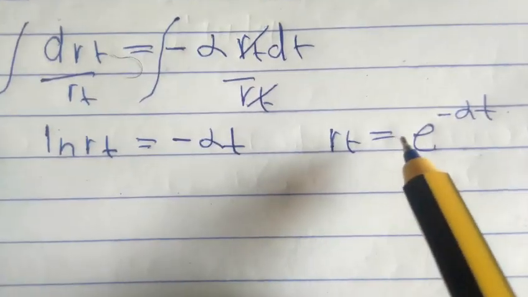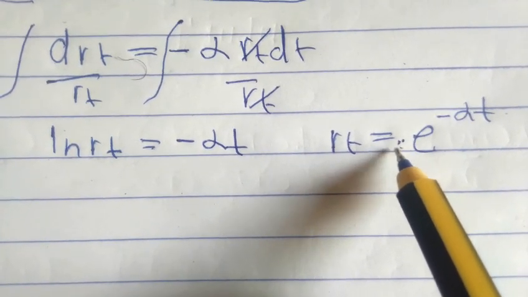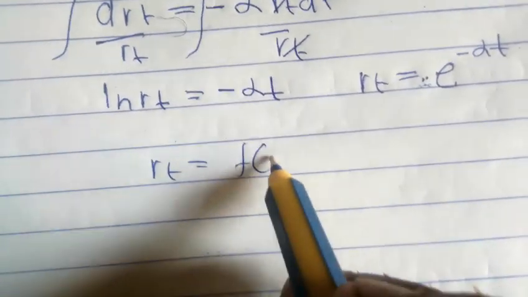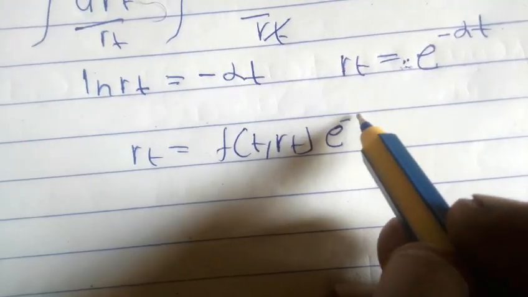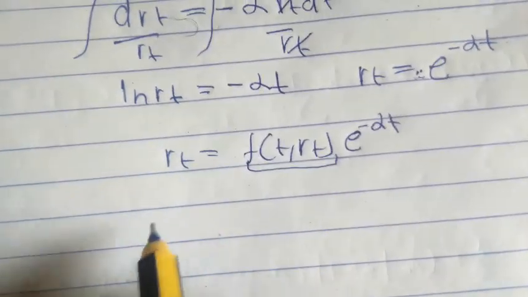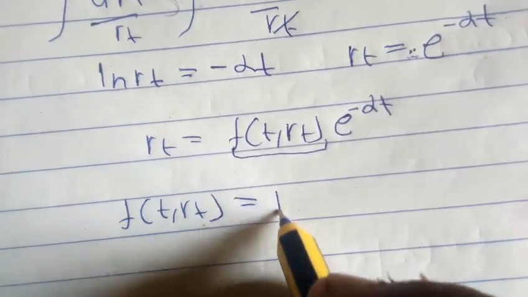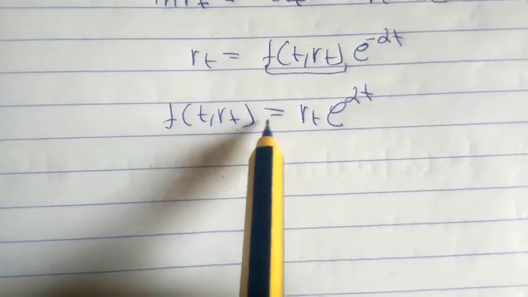Here we have to make it look like it was Itô's lemma, so we have to introduce a function. We are going to get RT is equal to F(T, RT) exponential raised to the power negative alpha T. So we make this one the subject: F(T, RT) is equal to RT exponential raised to alpha T. After this, we can use Itô's lemma to find the exact solution of the Vasicek model.